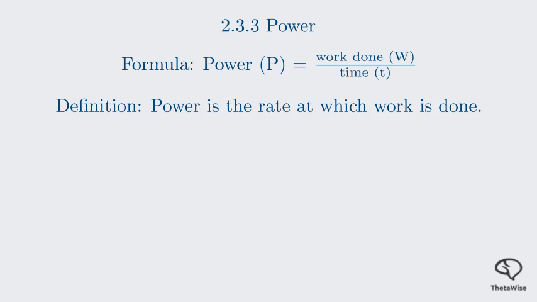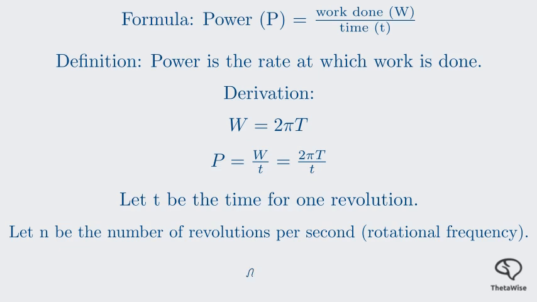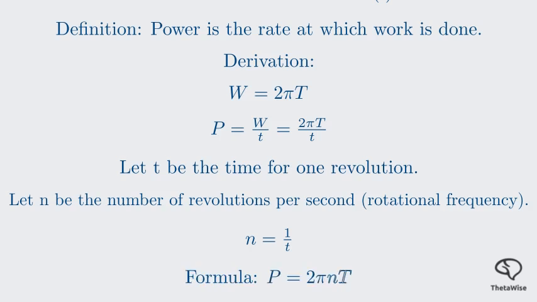Let's derive it. We know work done for one revolution is W equals 2 pi T, and power is work over time, so P equals 2 pi T over t. Now let's look at the term 1 over t. The time t here is the time for one revolution. The inverse of the time for one revolution is the number of revolutions per second, or the frequency, which we denote as n. By substituting n for 1 over t, we get the rotational power formula, P equals 2 pi n T. This relates power directly to the torque and the speed of rotation. So we've successfully connected these concepts and learned how to calculate power.